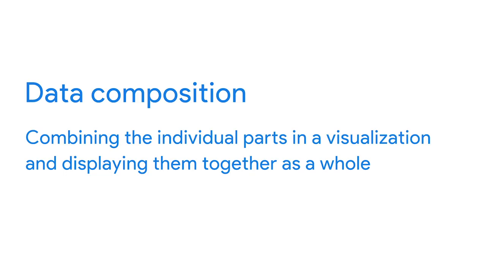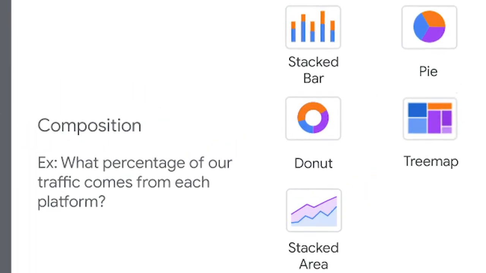Then there's charts that show parts of a whole. This is known as data composition, and it's achieved by combining the individual parts of a visualization and displaying them together as a whole. Stacked bars, donuts, stacked areas, pie charts, and tree maps can do all this.